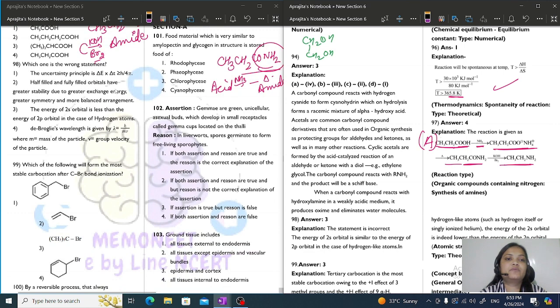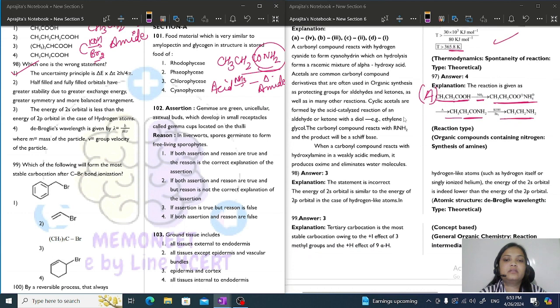Now 98, which one is the wrong statement? The uncertainty principle is delta x into delta p is greater than or equal to h upon 4 pi. This is true, uncertainty principle. Then students, half filled and fully filled orbitals have greater stability due to greater symmetry and more balanced arrangement. Energy of 2s orbital is less than 2p in case of hydrogen. Now we know that the hydrogen atom has only one electron.